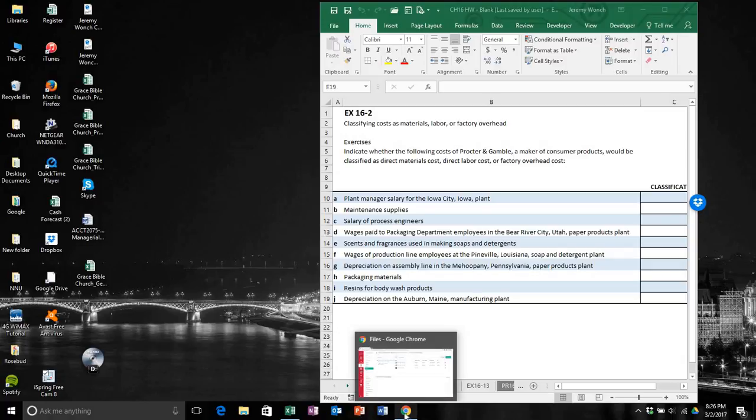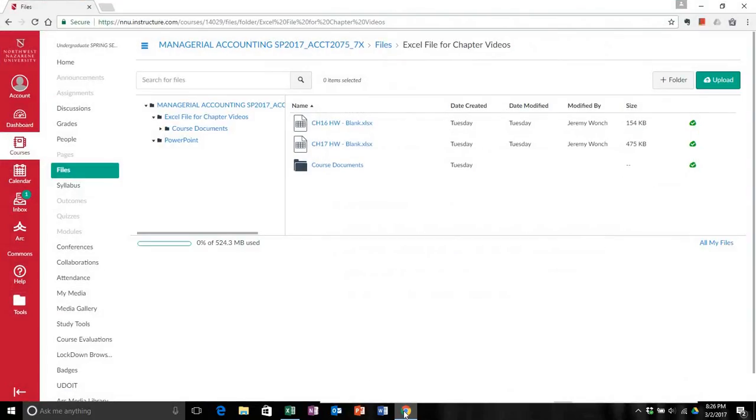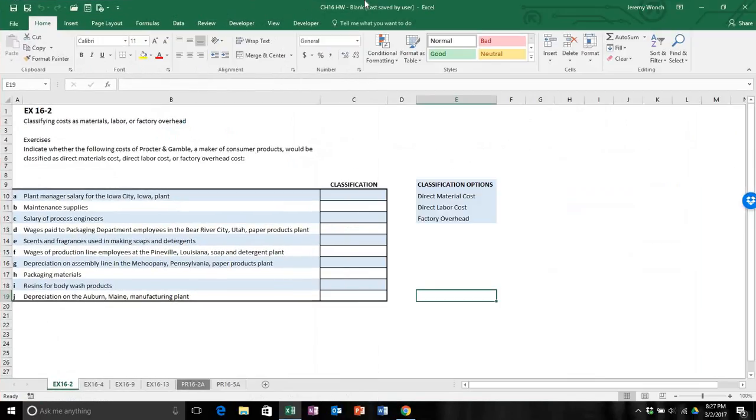Alright, let's jump into chapter 16. So you can start by downloading the chapter file in Canvas. If you go into Canvas, go to Files, then Excel files for chapter videos, and then it will list off all of the blank files. And so we're doing chapter 16 here. So we got that pulled up.